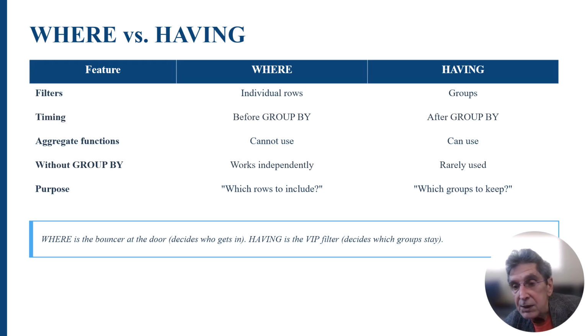So the common mistake that I see is trying to use where with an aggregate. For example, where count star is greater than 5, it's going to throw an error. You need to have having count star greater than 5 instead. It just takes some experience.